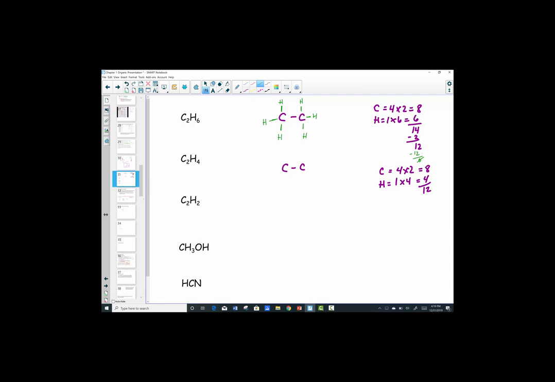So right now I've connected C to C, and that used up 2 of those, remaining 10. So I have 1, 2, 3, 4, 5, 6 hydrogens. That would have given us the structure above, but I only had 4 hydrogens to work with. So I'm going to erase 2 of those and only allow myself to hook 2 hydrogens to each of those carbons. And in doing so, I use 2, 4, 6, 8 electrons, meaning I have 2 left.